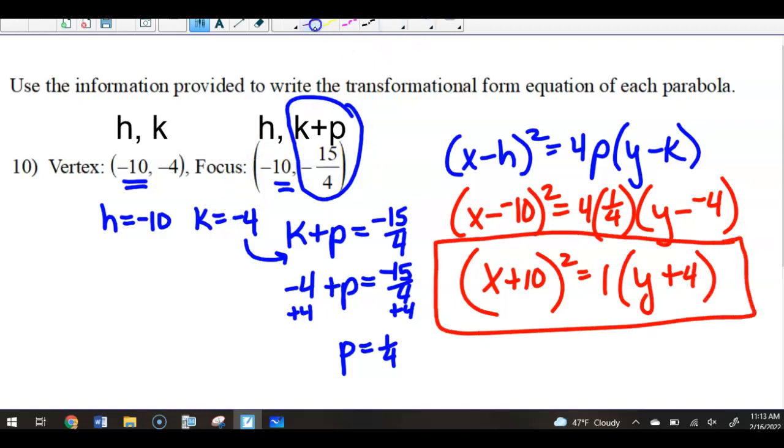Bottom line, conceptually, these are p units apart. So if you can figure out the difference between those, what I usually do when I'm doing these is I graph it. So I just do a super simple sketch. -10, -4 would be down here somewhere. And then this is actually -10, -3.75. So it is just a little bit above, which tells me it's opening up. And this was just a distance of 1/4. So I could have done the equation without all this fancy algebra, but it's fine either way.